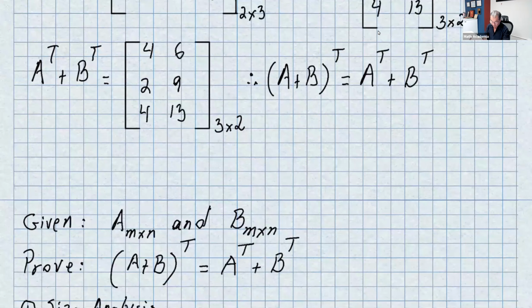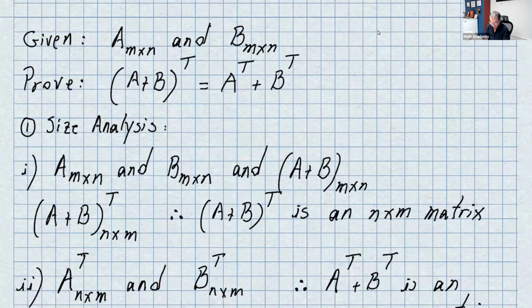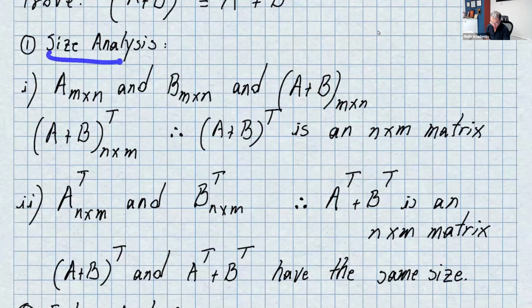Now, how do you prove this? The general way of proving this: if A is an m by n matrix and B is an m by n matrix, prove that A plus B transpose is A transpose plus B transpose. Size analysis first. A is m by n and B is m by n, so A plus B will be m by n. Therefore, A plus B transpose is an n by m matrix.